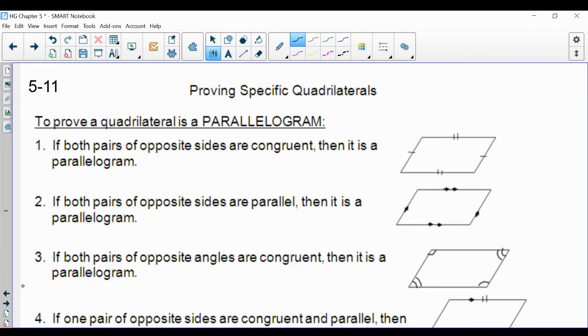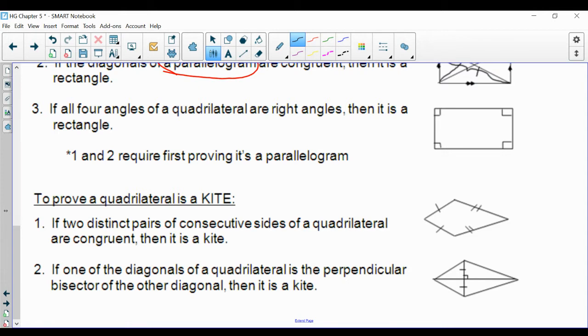Okay. Then for kite, you prove we have a pair of congruent consecutive sides. Okay. And a lot of times it's equidistant. Okay. Equidistant formula, right? And then the other way you prove it is if you have a perpendicular bisector. So if you used equidistant and say it's a perpendicular bisector, then you get that it's a kite.